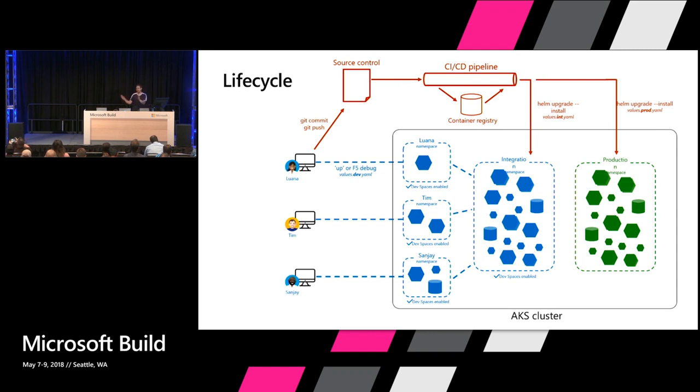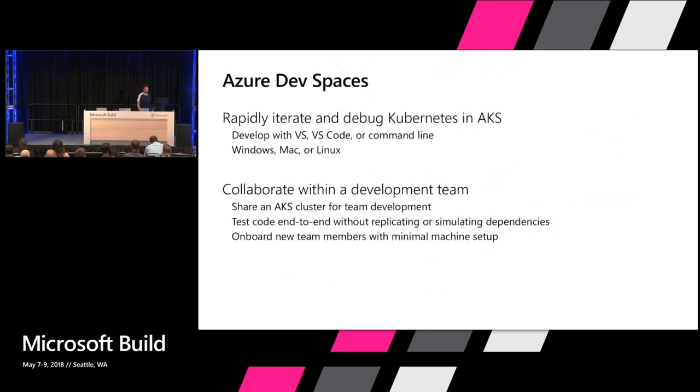In which case, none of that instrumentation is in effect for that latter namespace. So wrapping it up, Azure Dev Spaces, hopefully you've seen how you could really rapidly iterate and debug Kubernetes directly in AKS, and also how we're making a lot of the team development experiences, particularly those that get exacerbated during microservices development, a lot more efficient and lightweight in terms of setting up, then working, and then doing end-to-end testing.